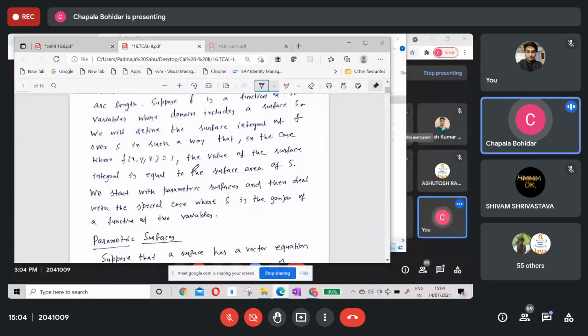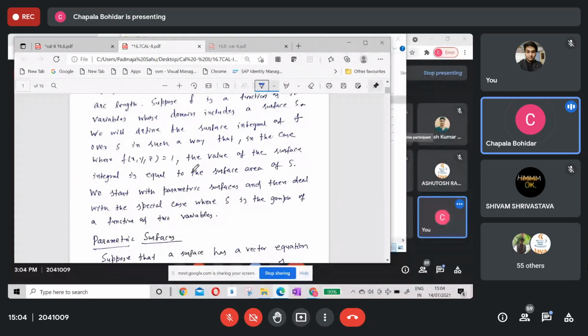In the case where the function f(x, y, z) is equal to 1, the value of the surface integral is equal to the surface area of S. It is already done earlier. When f is a function of three variables x, y, z, and these three variables are functions of a parameter called t, here we are considering the parameter as two variables, that is u and v.